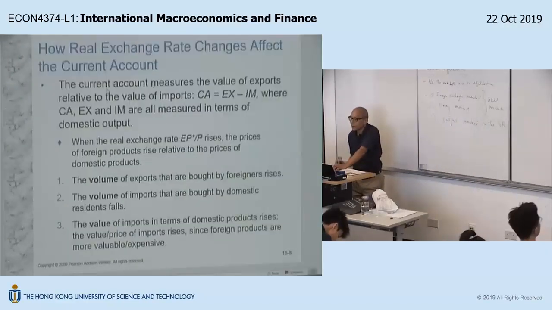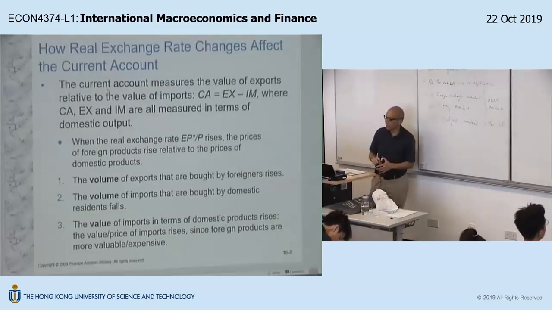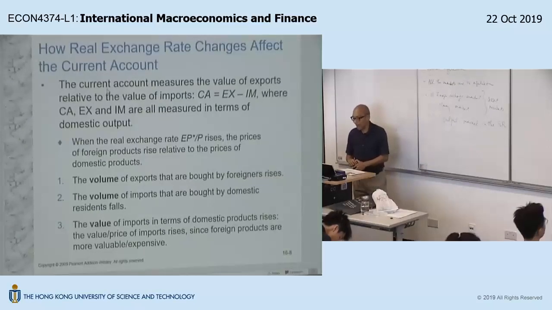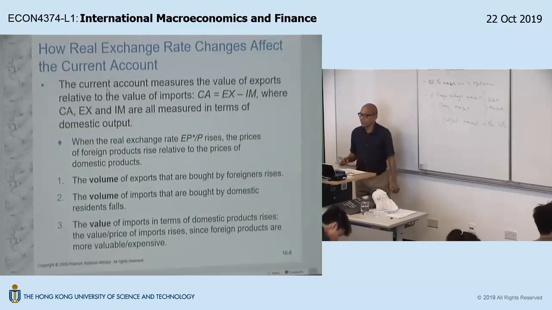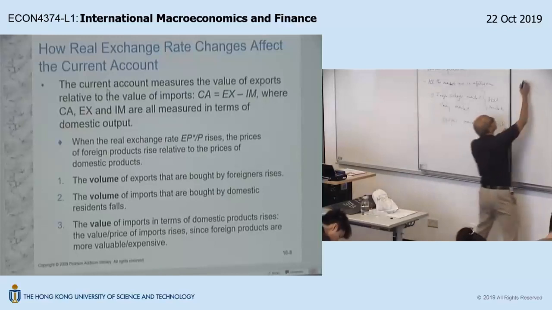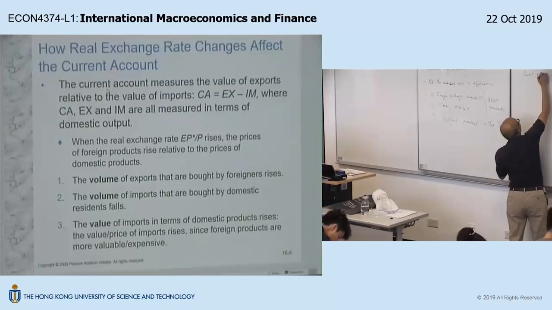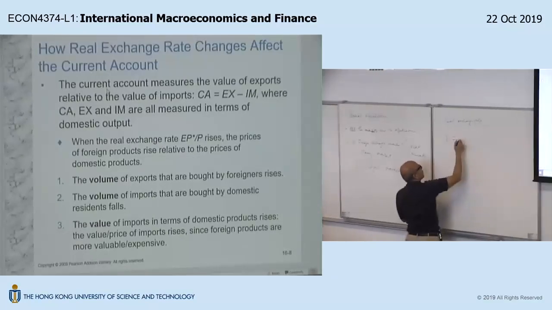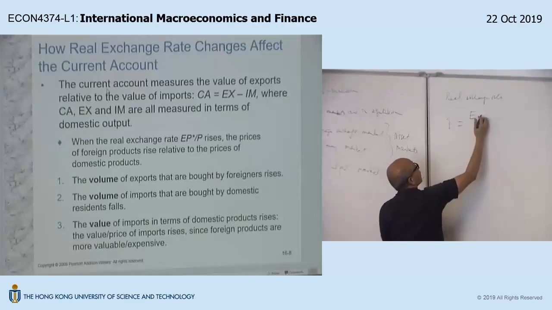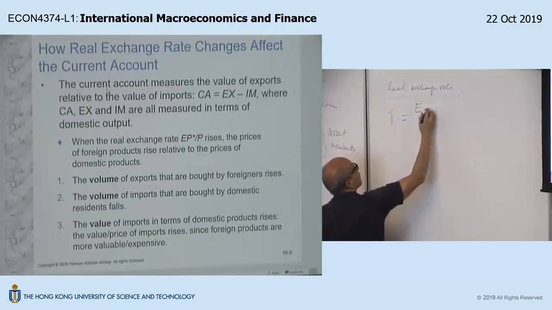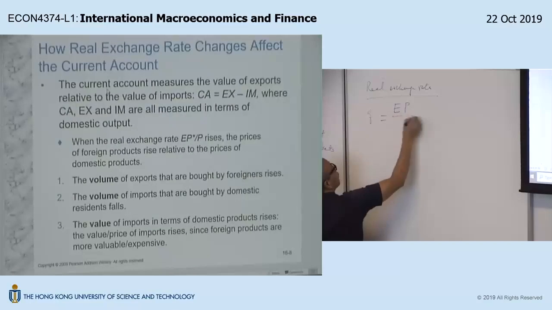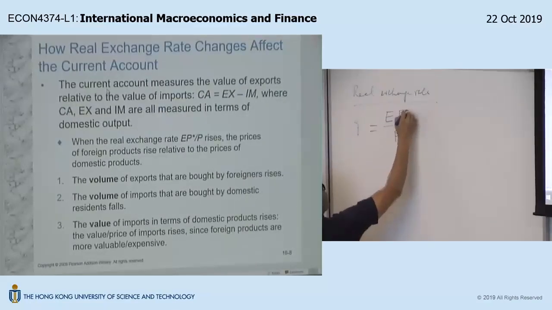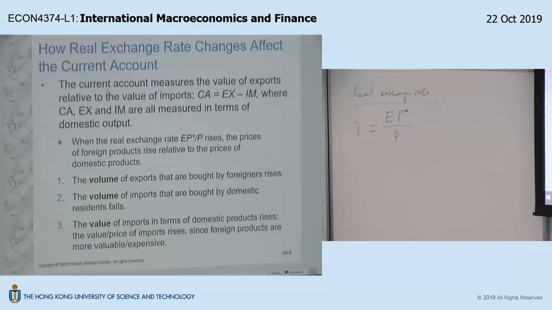So the current account. It's now time to talk about the volume effect and value effect. We just said that this real exchange rate, we call it Q, right? Q is by definition equal to E P star over P.